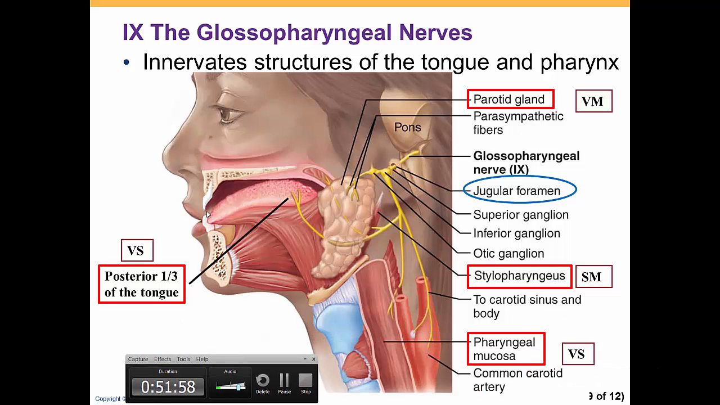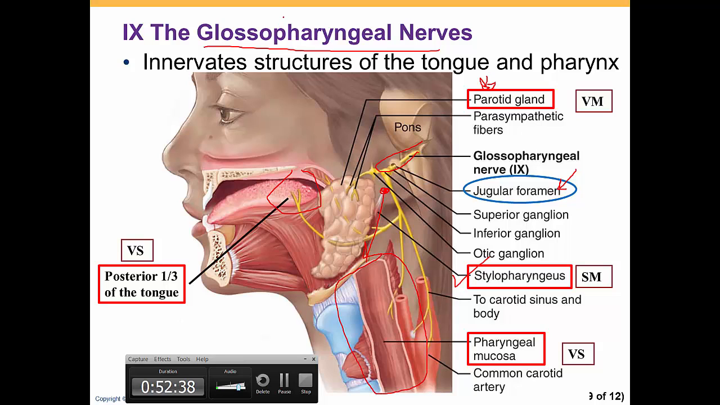The next nerve is my glossopharyngeal nerve, and this one supplies again the posterior 1/3 of the tongue with taste sensation. This one leaves the skull through the jugular foramen, and it supplies the one gland that the facial nerve could not supply, which is my parotid gland. It gives motor innervation to only one muscle, which is my stylopharyngeus muscle. This one starts at the styloid process and is inserted into the pharynx. It gives also sensation to the pharyngeal mucosa.